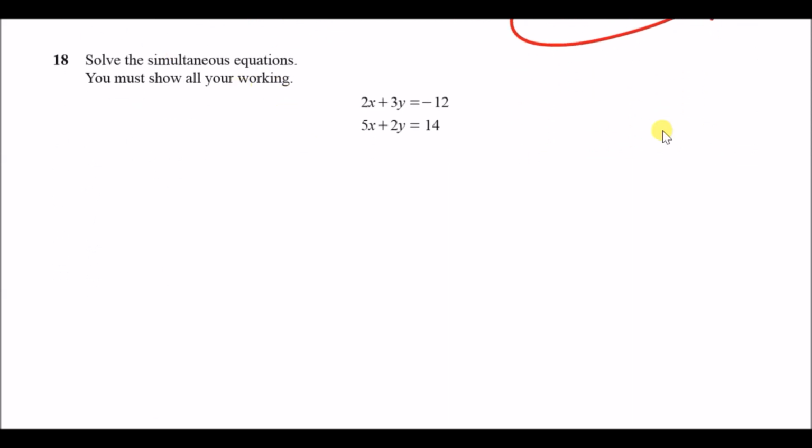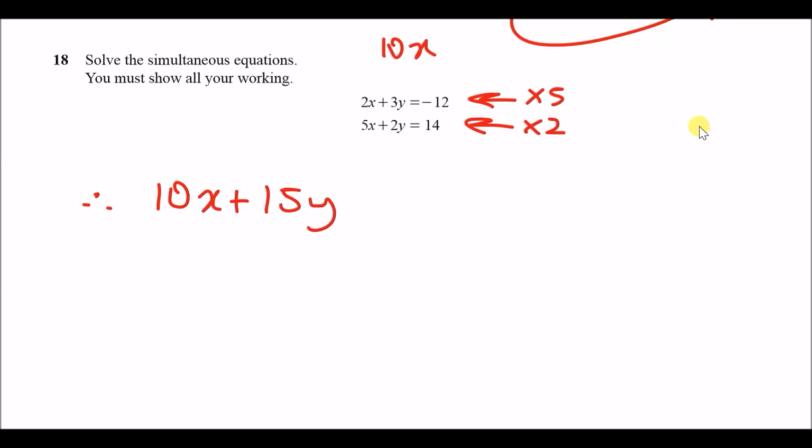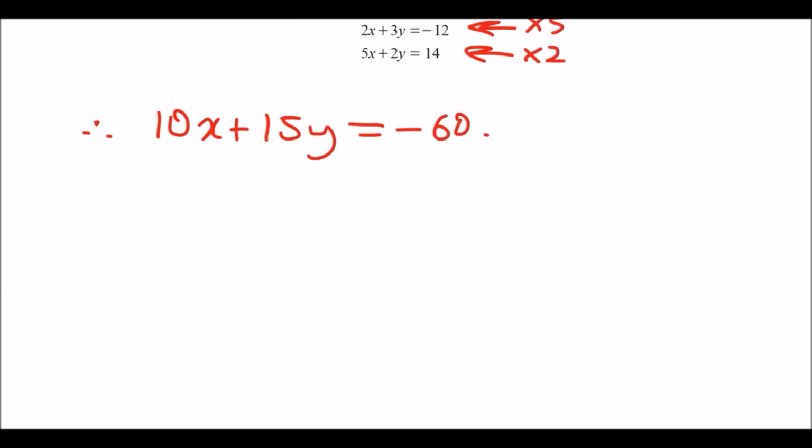And now 18. Solve the simultaneous equations. So these are my favorite ones. The way to do this so easily is to look at the x values and try and make them the same. Now one's a 2x and one's a 5x. Now they both match up at the value of 10x. And to get them to 10x, we multiply the first one by 5 and the second one by 2. If you do that, times the first equation by 5, you're going to get 10x plus 15y equals minus 60. For the second equation, times it by 2, you're going to get 10x plus 4y equals 28.